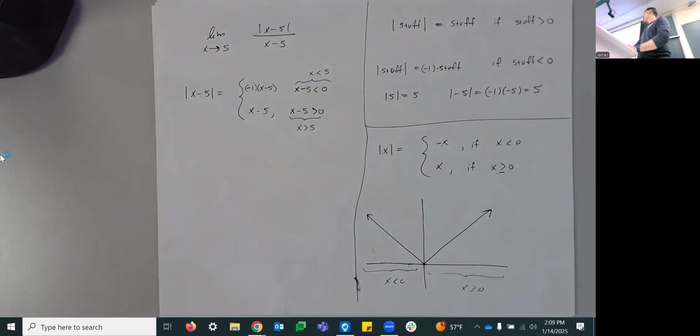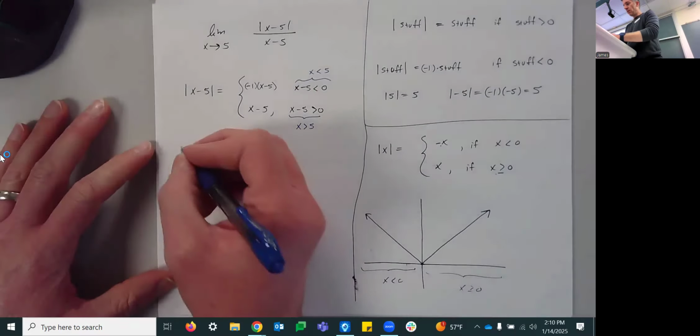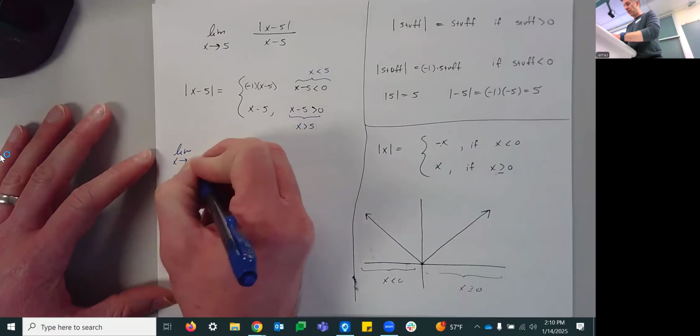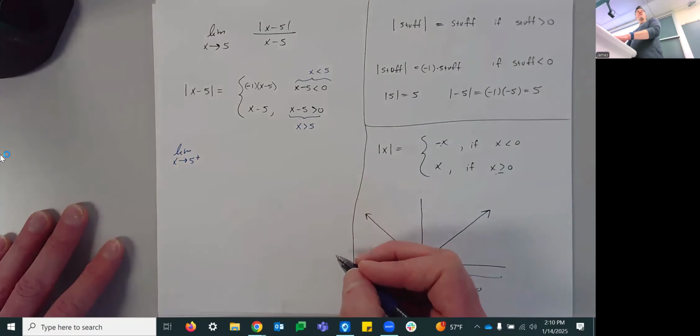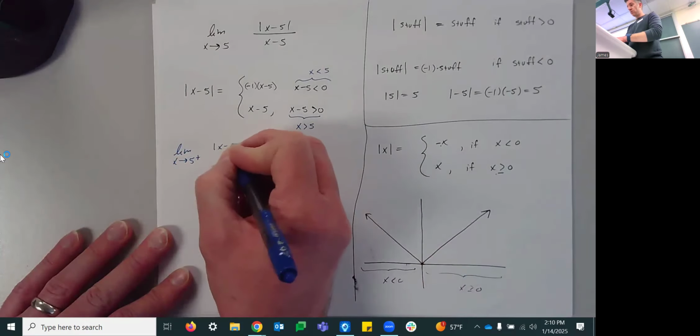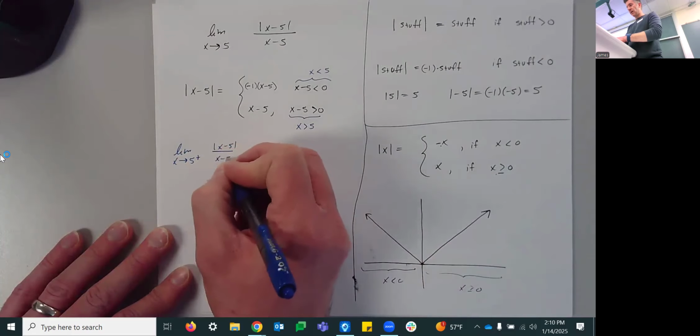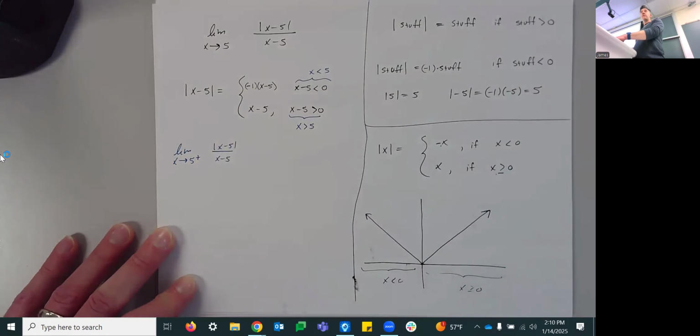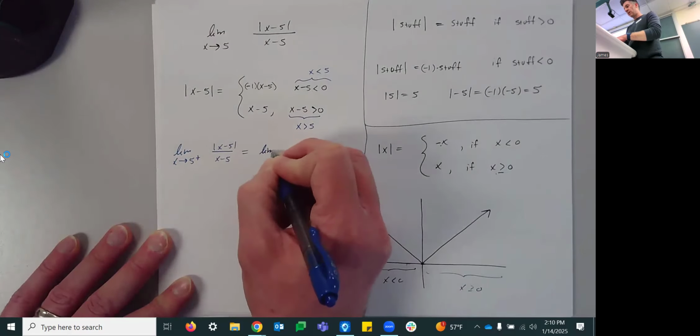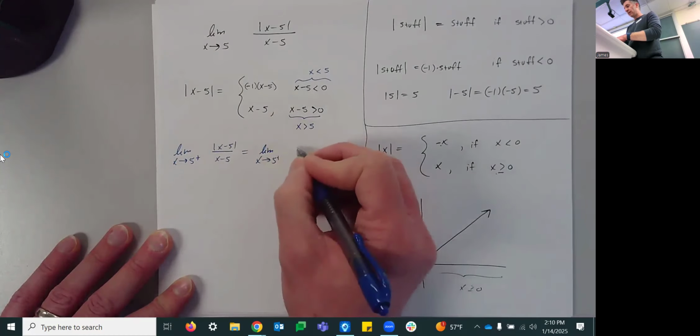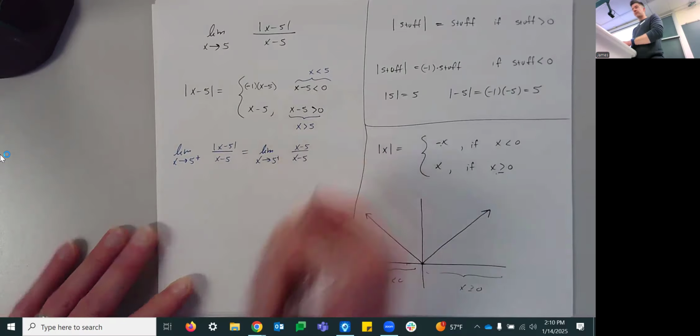So to deal with this limit, and this is very true for absolute value things in general, you often have to do the two-sided limits. We're going to look at the limit as x approaches 5 from the right, and the limit as x approaches 5 from the left, and see what happens. So the limit as x approaches 5 from the right, where x is bigger than 5, well, that means that the insides of the absolute value of x minus 5 are already positive, because a number bigger than 5 minus 5 is positive. So we can simply write this as the limit as x approaches 5 from the right of x minus 5 divided by x minus 5.